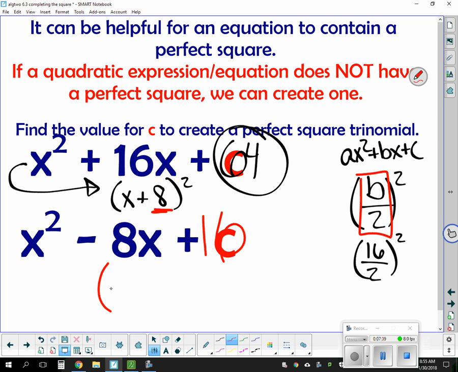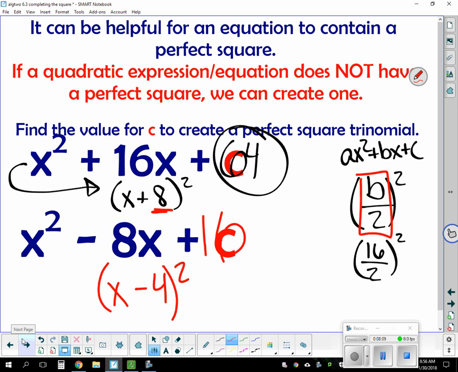What would this factor into? Well, the shortcut says it's x, and then you take your b and divide it by 2. So negative 8 divided by 2 is, there you go. Is x minus 4 squared the same as x squared minus 8x plus 16? Absolutely. Okay, so this b divided by 2 squared, that's completing the square, writing it as the perfect square trinomial. So let's show you how that helps you solve equations now.